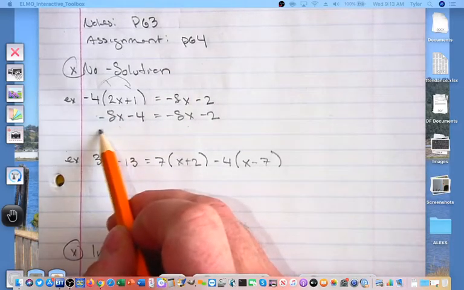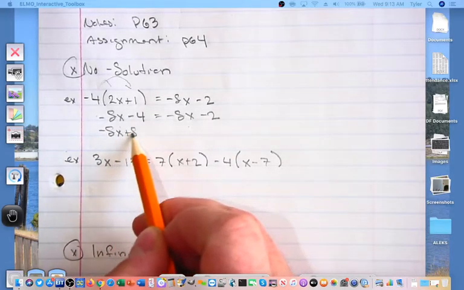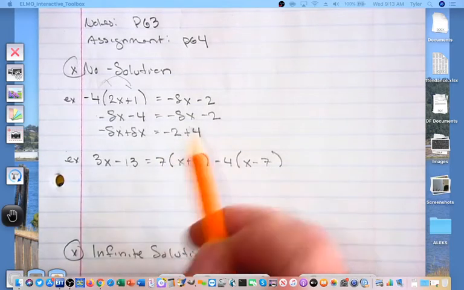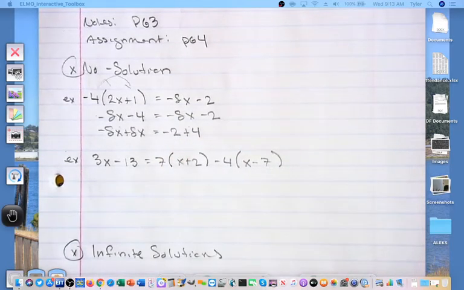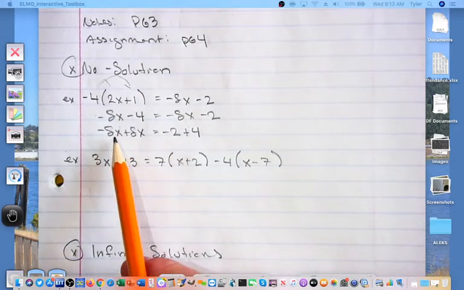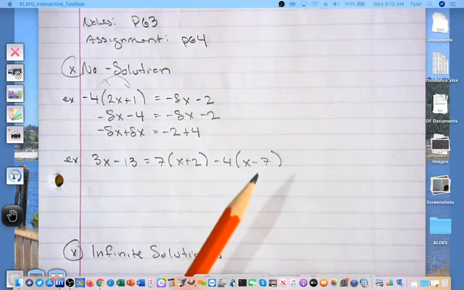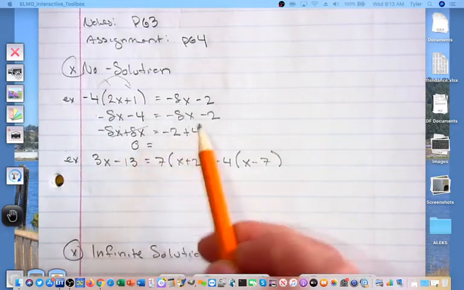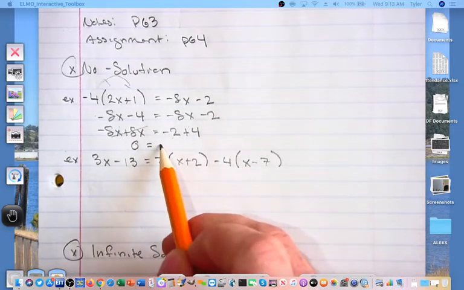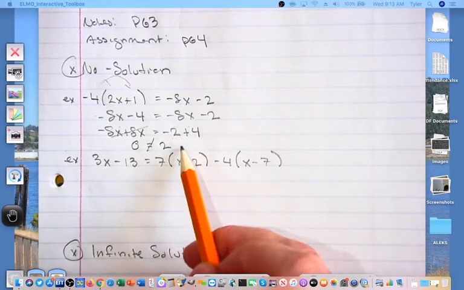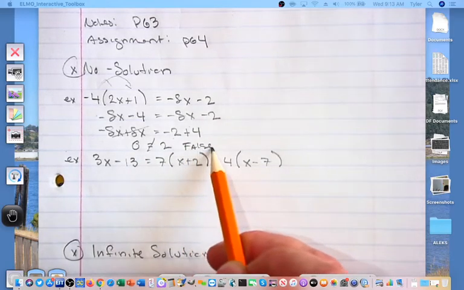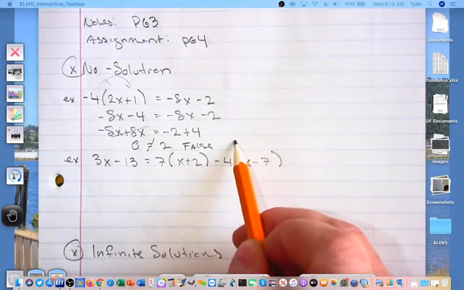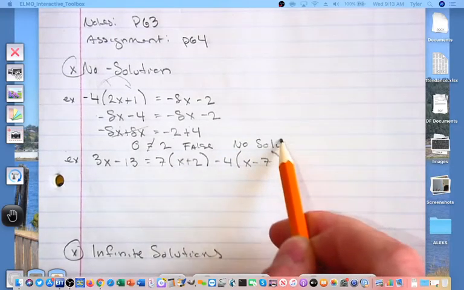That gives me negative 8x plus 8x equal to negative 2 plus 4. And in our very final step, you'll notice in this case that our variables will completely eliminate themselves. Negative 8x plus 8x is going to be 0, and negative 2 plus 4 is 2. This is a false statement. 0 is not equal to 2, and therefore we know that this has no solution.